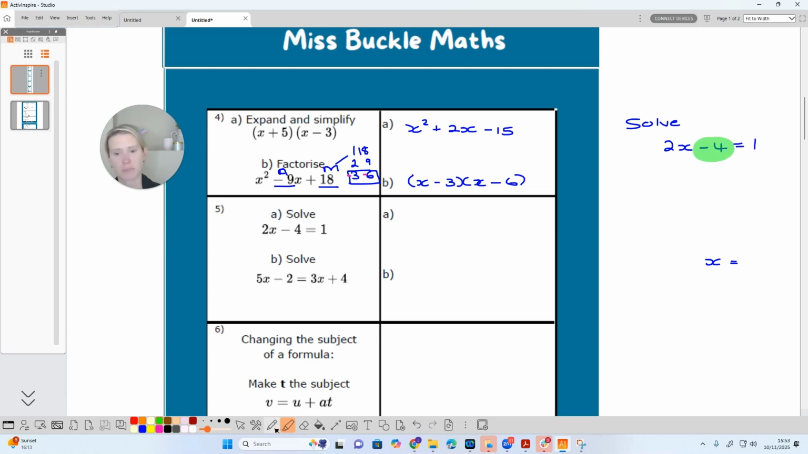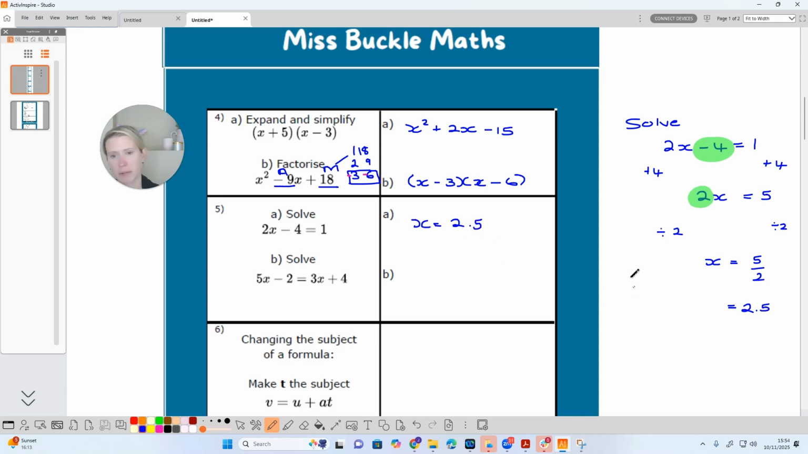I need to start by getting rid of the -4. To get rid of -4, I'm going to add 4 to both sides, leaving me with 2x is equal to 5. If 2x is 5, I need to work out what 1x is by dividing it by 2. Therefore, x equals 5 over 2. That could be left as a fraction or a decimal. Okay, 5 over 2 is equal to 2.5.